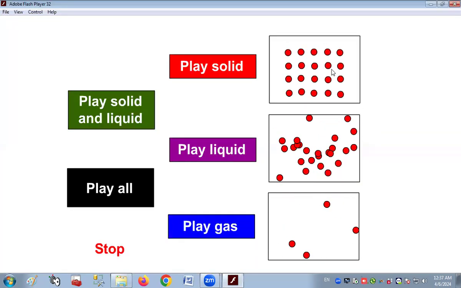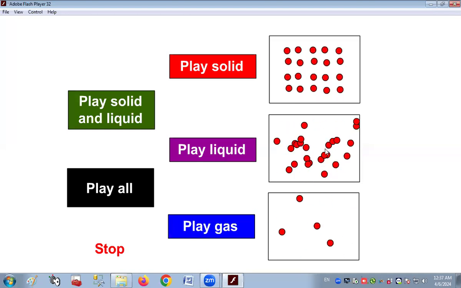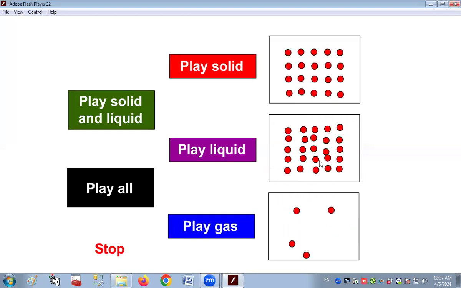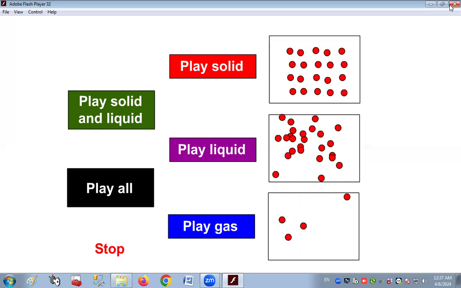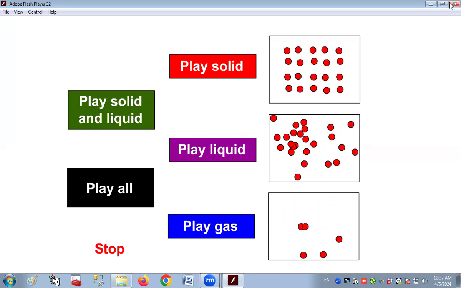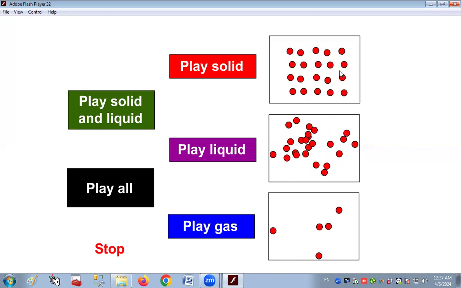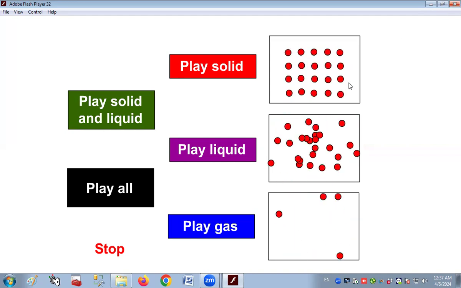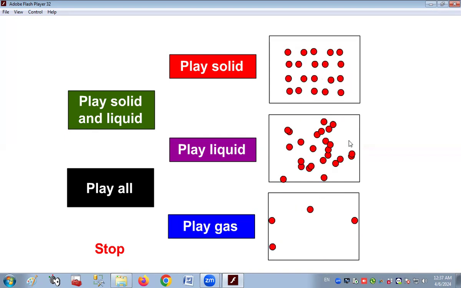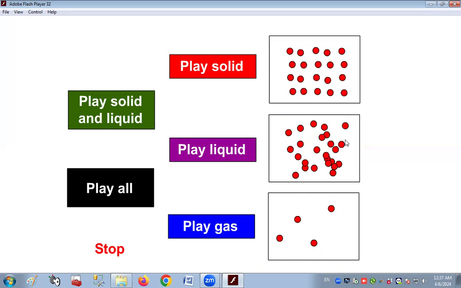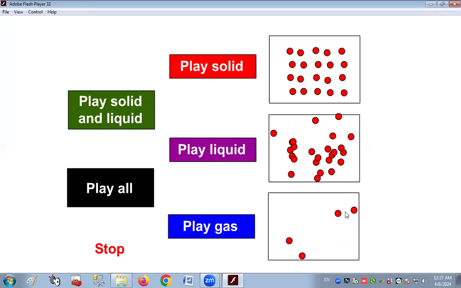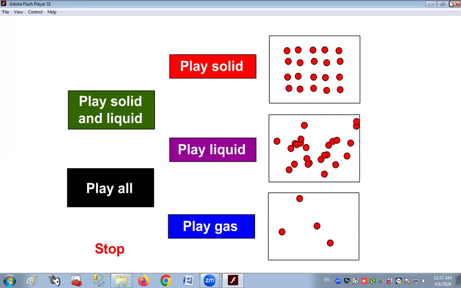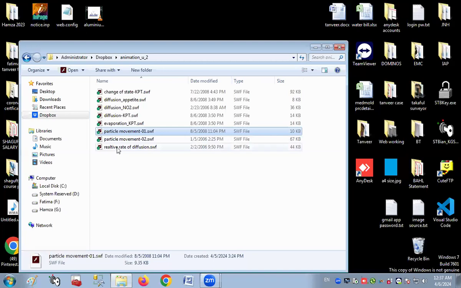The first one is the solid, they are just vibrating. Second one is the liquid, they are moving past each other. And the gases, they are moving everywhere, all around whatever the space is given. So that's why solid has a definite volume and shape. Liquid volume is definite, but the shape is not definite. It takes the shape of the container. But when we talk about gas, it has indefinite shape and indefinite volume.